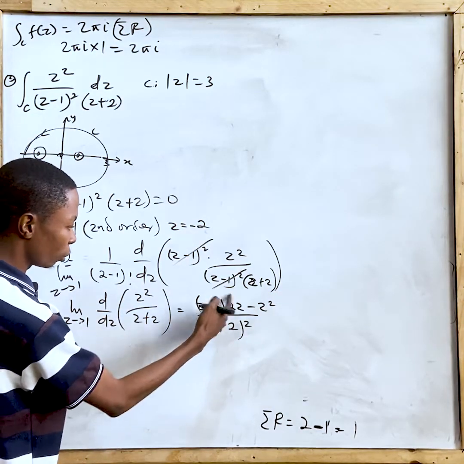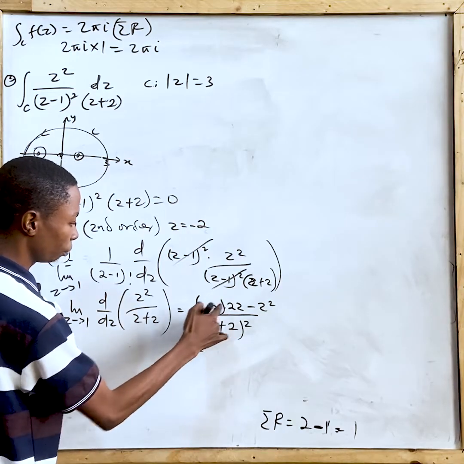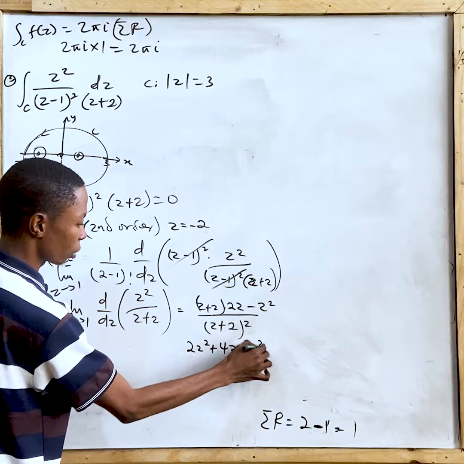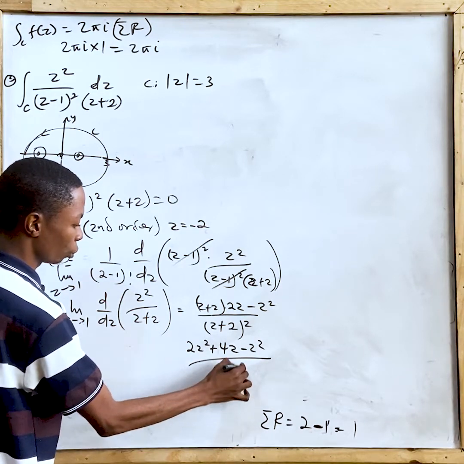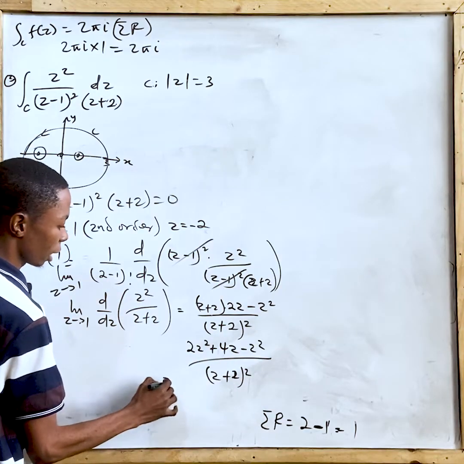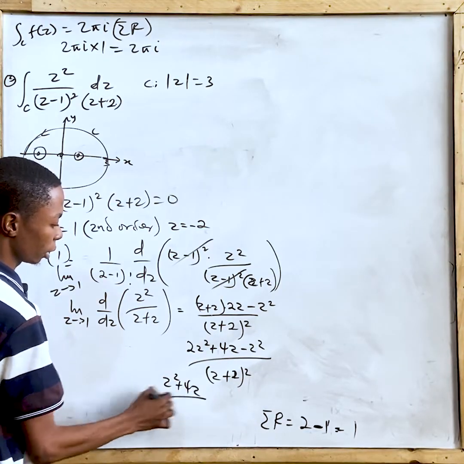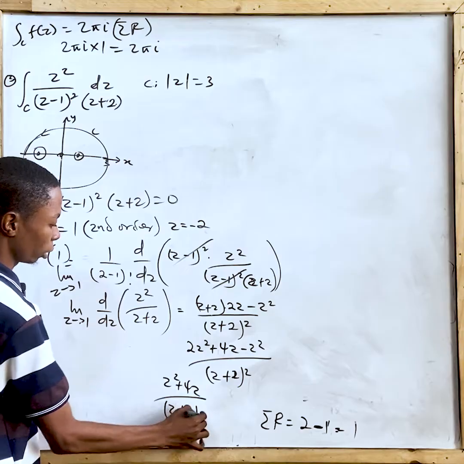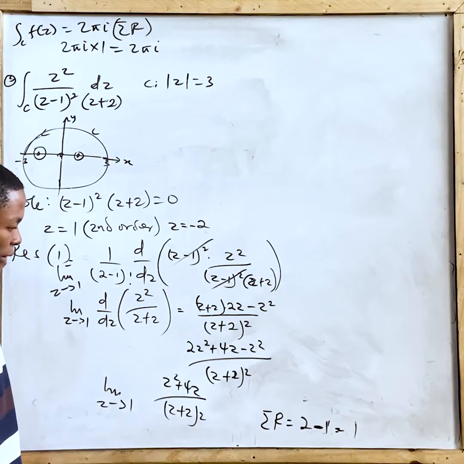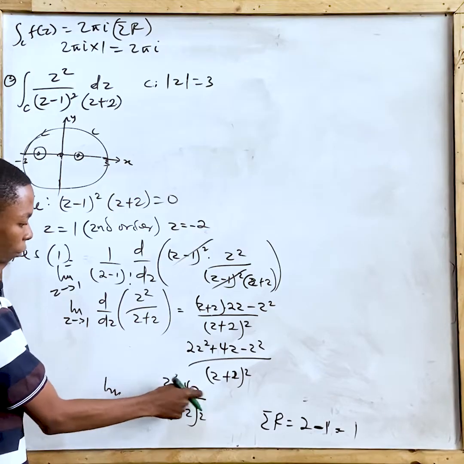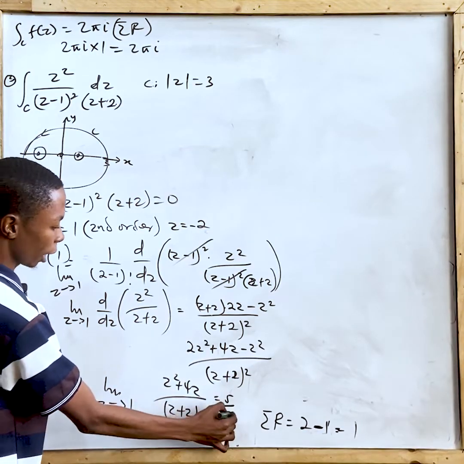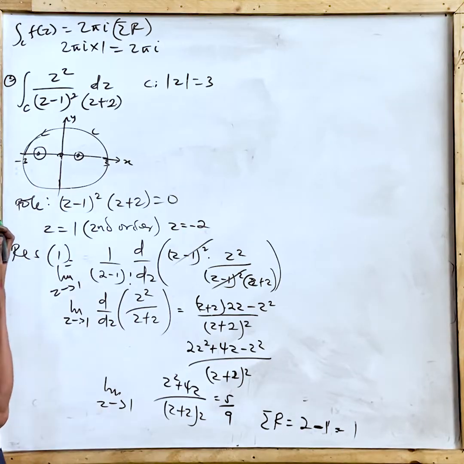You can open the bracket. This will be 2z squared plus 4z minus z squared divided by z plus 2 all squared. So 2z squared minus z squared, that's z squared plus 4z divided by z plus 2 all squared. Limit as z approaches 1. If I put 1 plus 4, this is 5. 1 plus 2, 3. 3 squared, 9. So the residue of this one is 5 over 9.